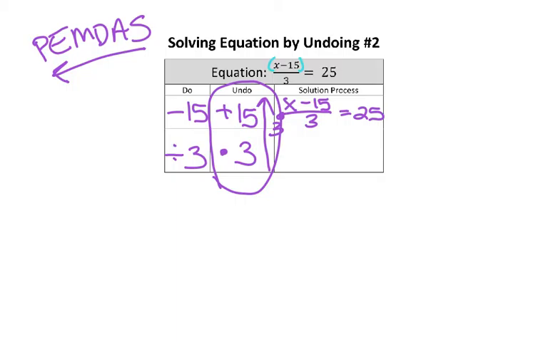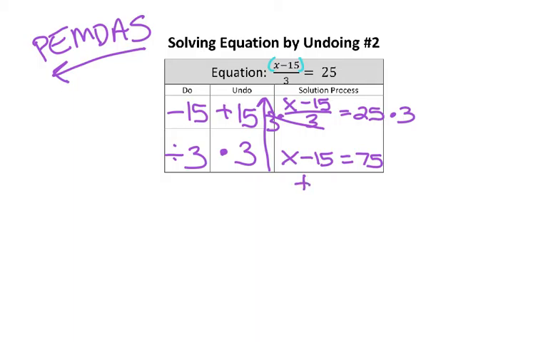Sorry if this is getting a little cluttered and hard to see. In fact, let me back up just a little bit. Let me get rid of that circle I just drew. Okay, let's multiply both sides times 3. Those would cancel. We'd be left with x minus 15 equals 75. If you think of our quarters, 25 times 3 is 75. You can use your calculator, but that should be a mental math problem.